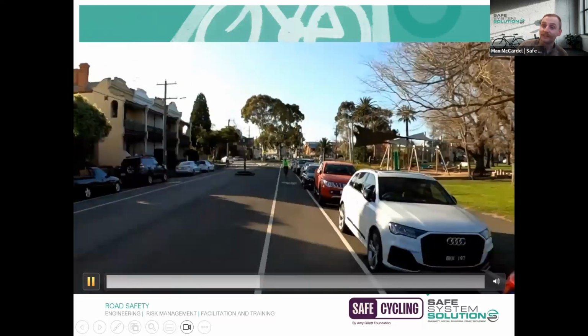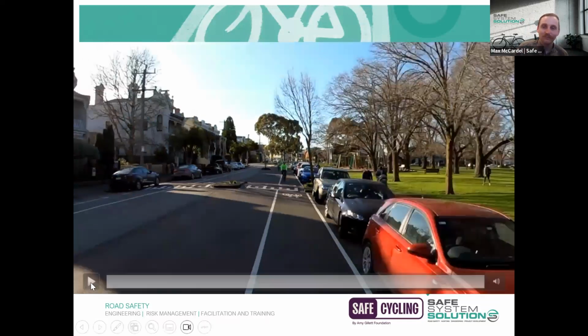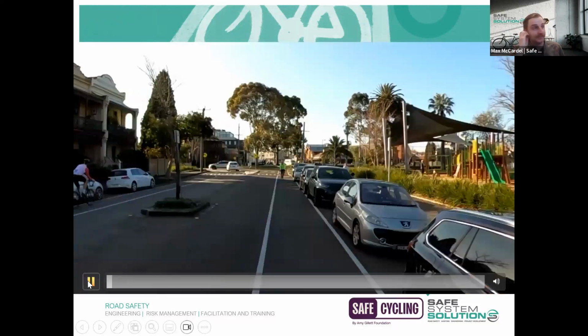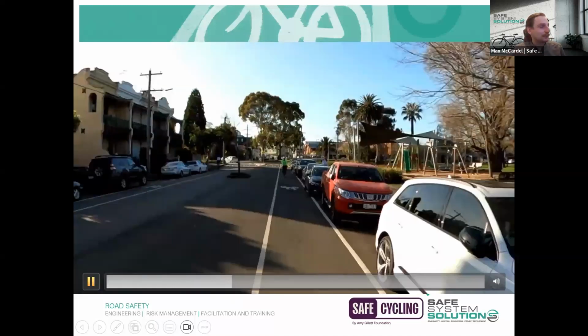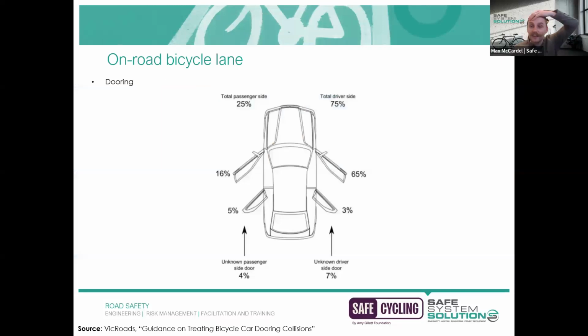But you can see how quickly that could have turned out to be quite a serious incident, either Ken riding into that door itself or, as they're evading, potentially riding into the live traffic stream and colliding with traffic in that scene. So anyway, just wanted to give you some examples of what you'd be looking out for and why dooring is such a risk there.